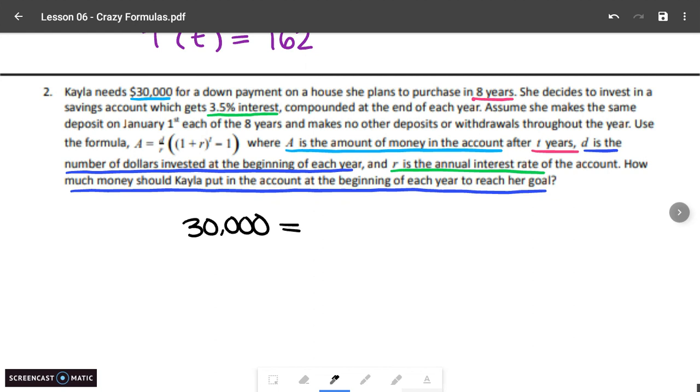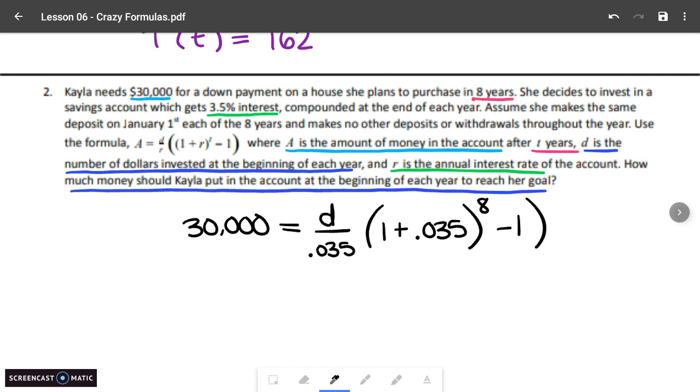30,000 equals, we don't know what D is, that's what we're trying to find out. So D over R, remember it's a percent, so we're going to change that to 0.035. 1 plus that 0.035 raised to the T, we said was 8, minus 1. And now we're going to work our way backwards to solve.